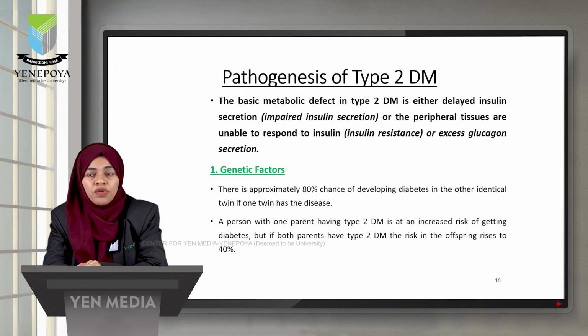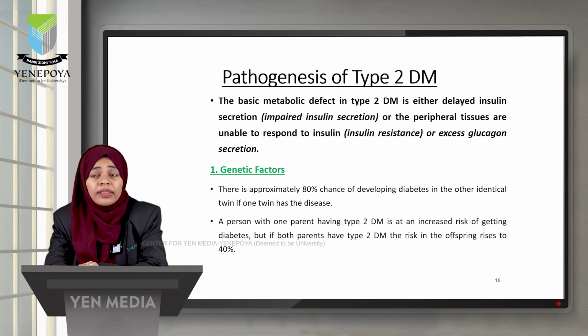What is the pathogenesis of type 2 diabetes mellitus? The basic metabolic defect in type 2 diabetes mellitus is either delayed insulin secretion, or the peripheral tissues are unable to respond to the insulin, or sometimes the secretion of glucagon is high. The first factor under the pathogenesis of type 2 diabetes mellitus is genetic factors.